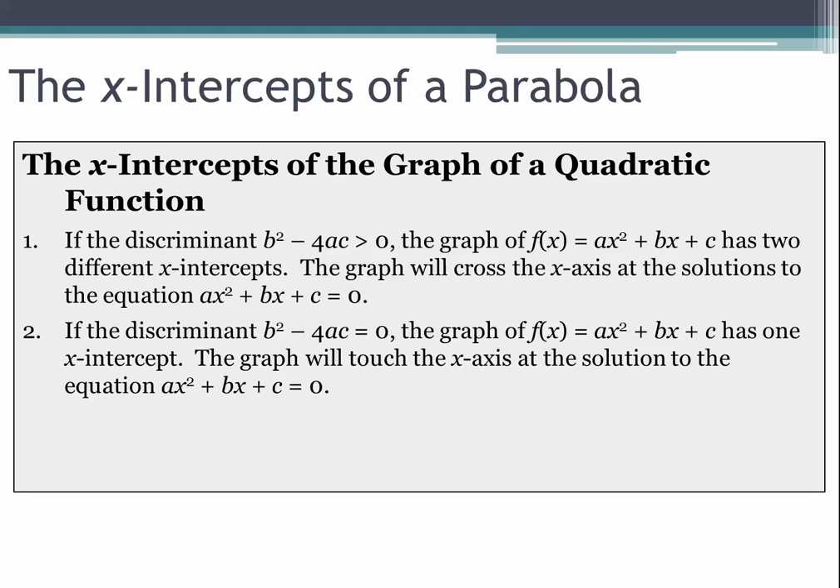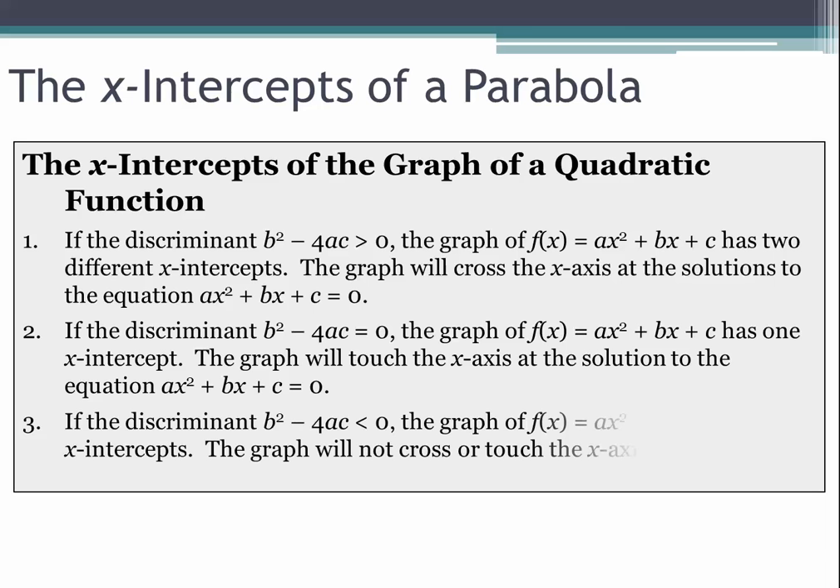If the discriminant equals 0, it will have exactly 1 solution, or exactly one x-intercept, also exactly one solution to ax squared plus bx plus c equals 0. Finally, if the discriminant is less than 0, the graph would have no x-intercepts, meaning the graph would never cross over the x-axis.